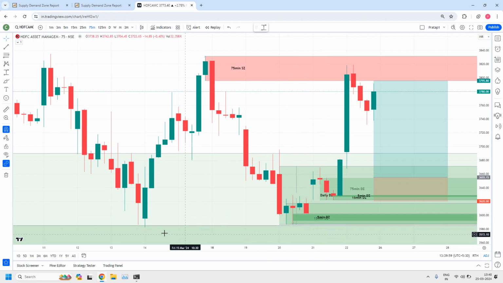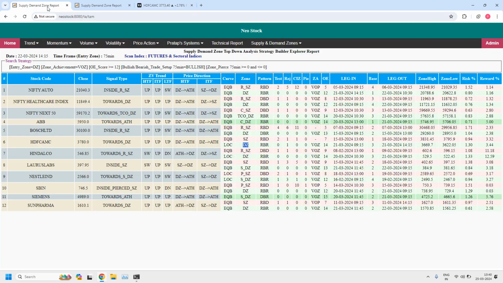So this is about HDFC bank analysis. Now let us generate a bearish trade setup for weekly income trade. So this is bullish trade setup, all the stocks. Please analyze the remaining stocks and plan your trades accordingly.